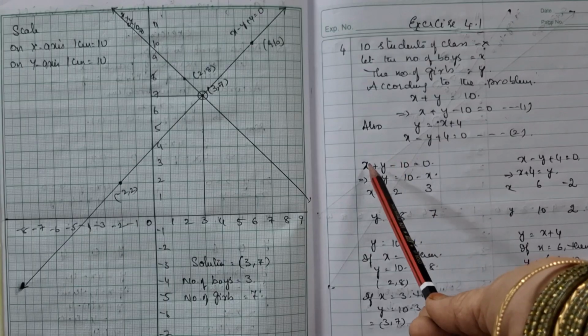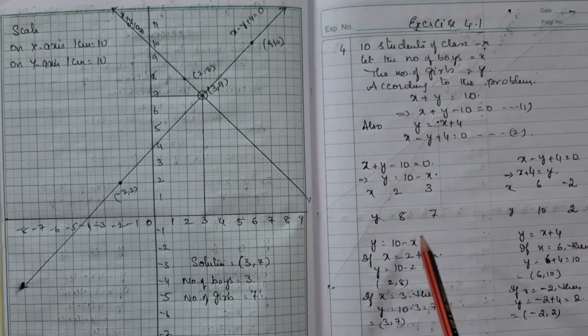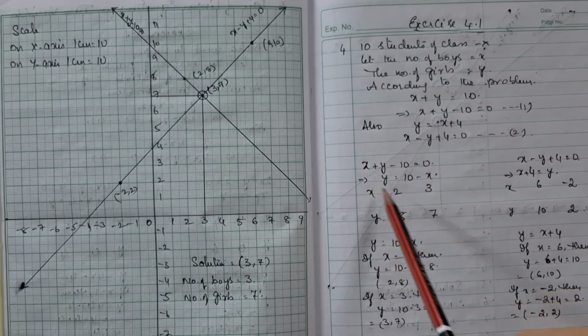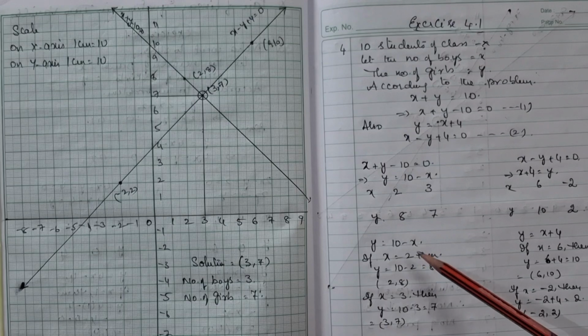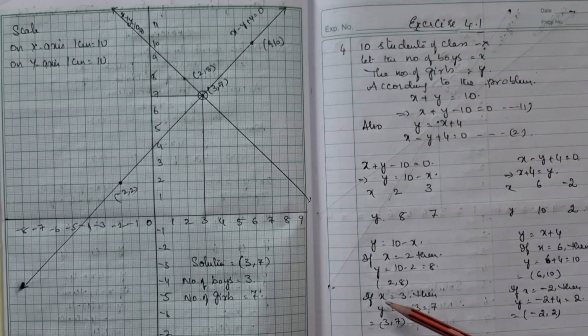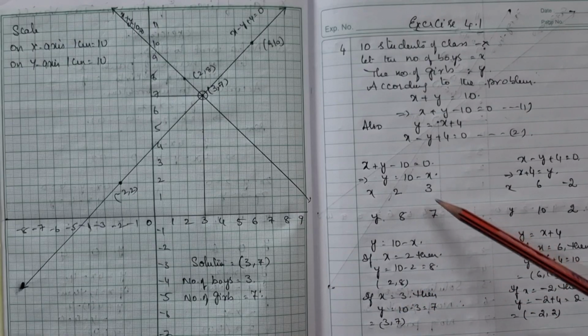So when I take x plus y minus 10 is equal to 0, y is equal to 10 minus x. If y is equal to 10 minus x, I have taken x as 2. If x is 2, 10 minus 2 is 8. So x is 2 means y is 8. If I take x as 3, 10 minus 3 is 7, x is 3, y is 7.